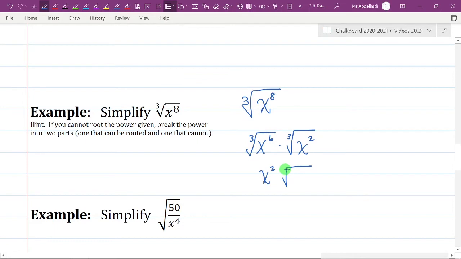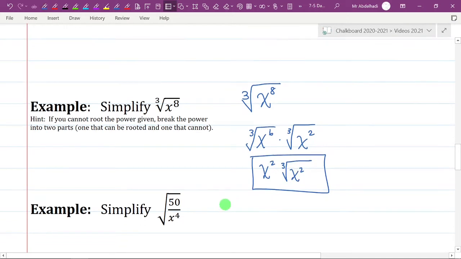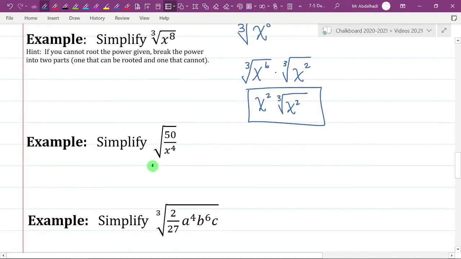It's already as simple as it's going to be. And there's your answer. Okay? The cube root of x to the 8th is x squared times this kind of remainder over here. That's sort of what it is. Okay. Let's do the square root of this fraction now.